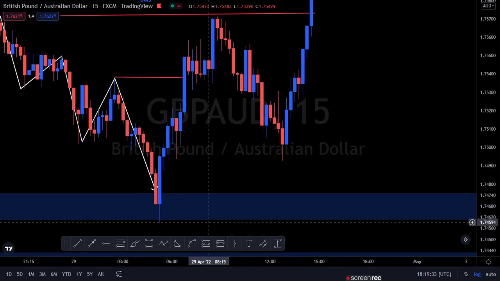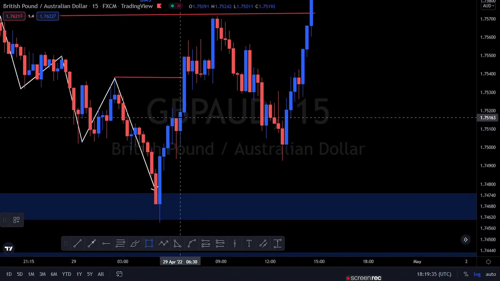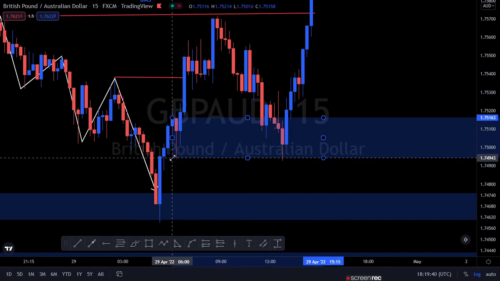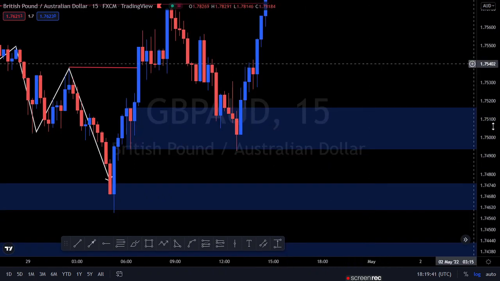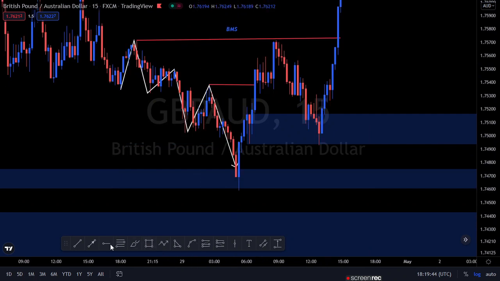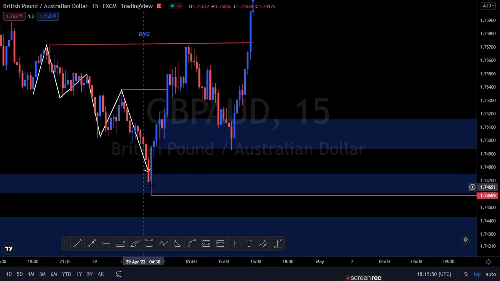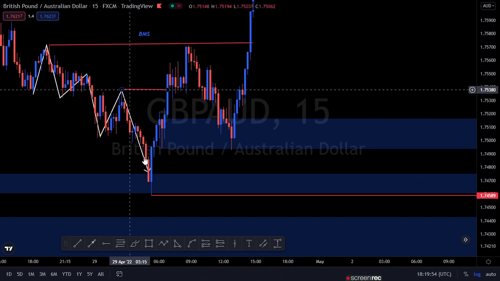And which candle took it out? This candlestick, the last bullish, bearish candlestick, took it out. So with this confirmation, your stop loss should be the low the market made before breaking this structure.